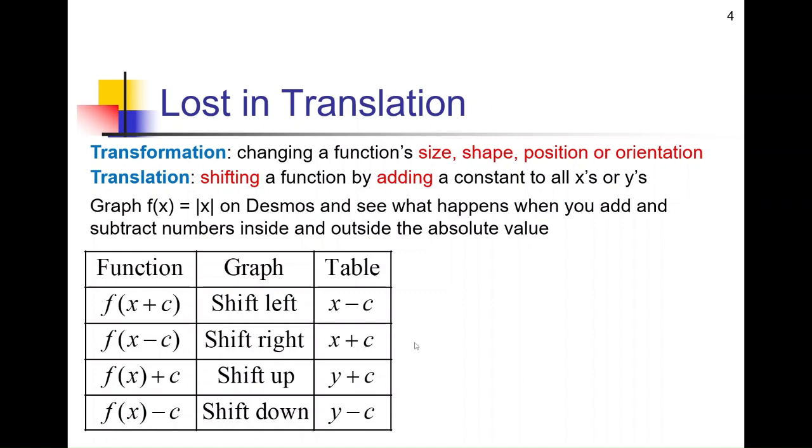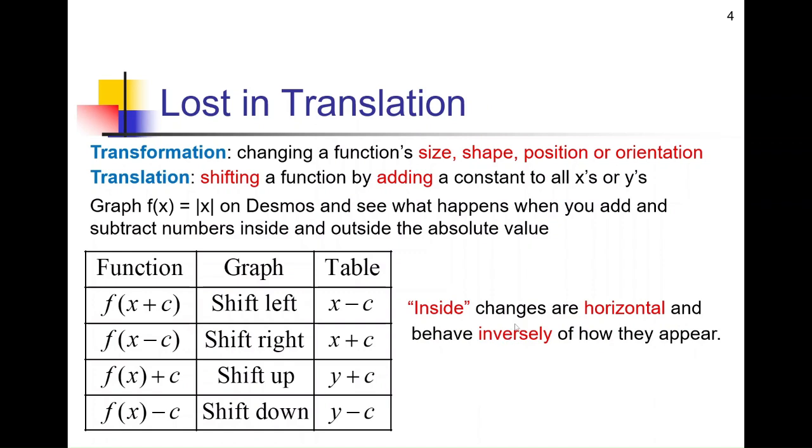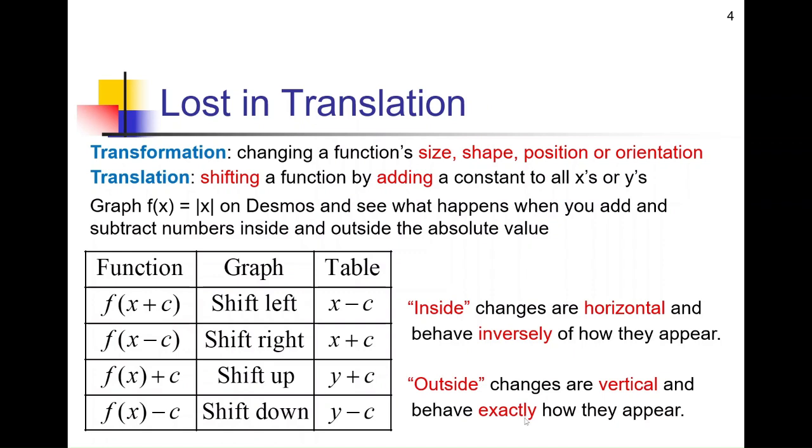So we have this concept of inside changes and outside changes, and they behave kind of differently. We saw here that the inside changes were all horizontal in nature, and they were kind of weird. They behaved inversely of how they appear when you actually plug them in that function. Adding something inside actually subtracts from the x values. Now in contrast, these outside changes were all vertical changes, up or down changes. And those behaved exactly how they appeared. Adding moved us up, subtracting moved us down.